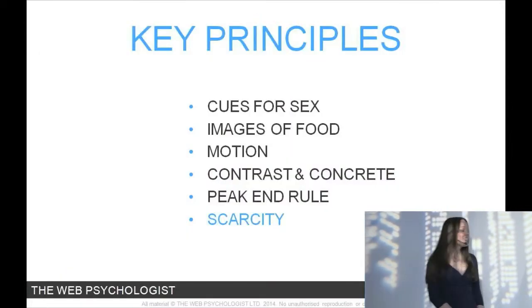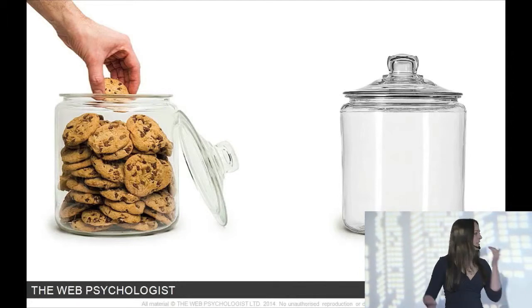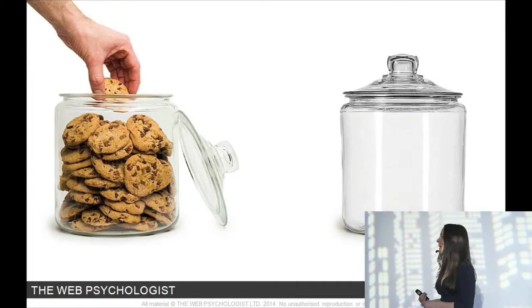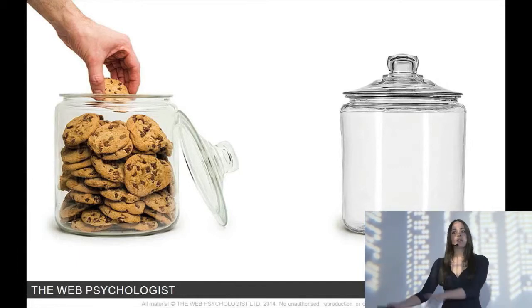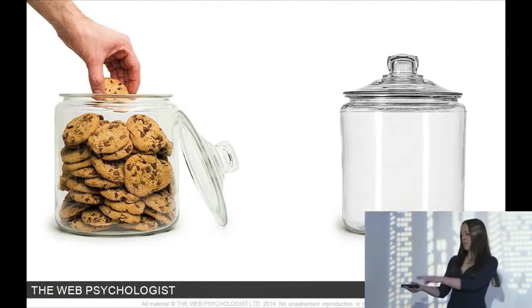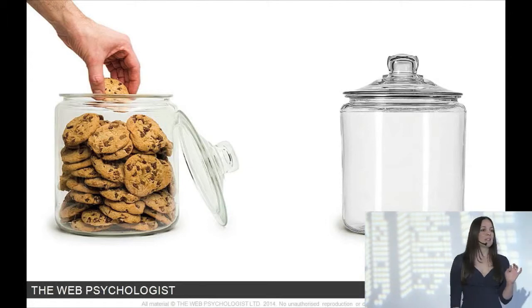Scarcity. So in the 1970s, some American psychologists decided to test it with their students in this experiment. They had two jars of cookies at the front of the auditorium. One was full, the other was exactly the same cookies, but there were many fewer in there, maybe four or five. Which jar do you think the students rated as more delicious?